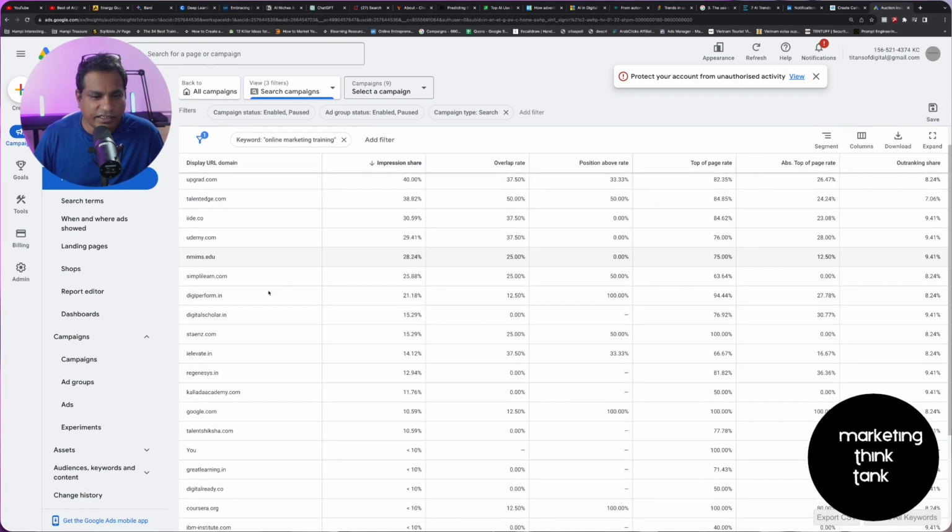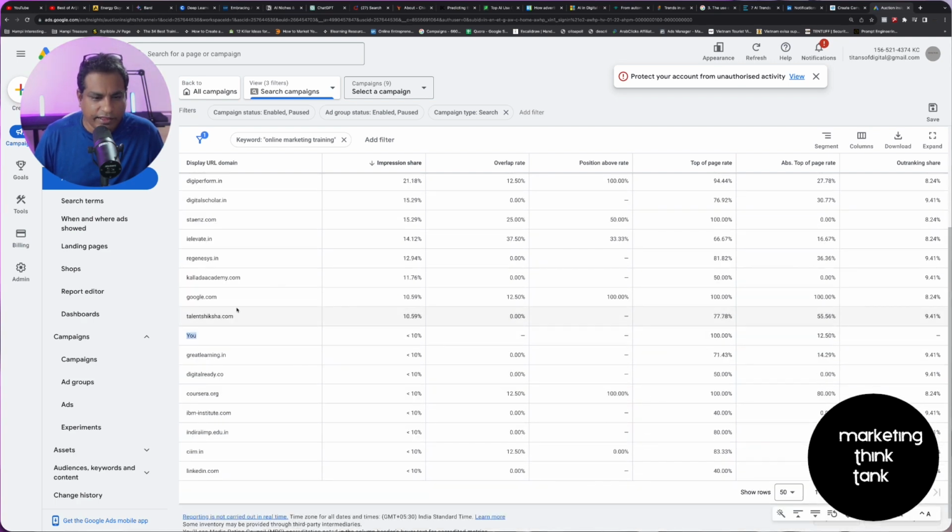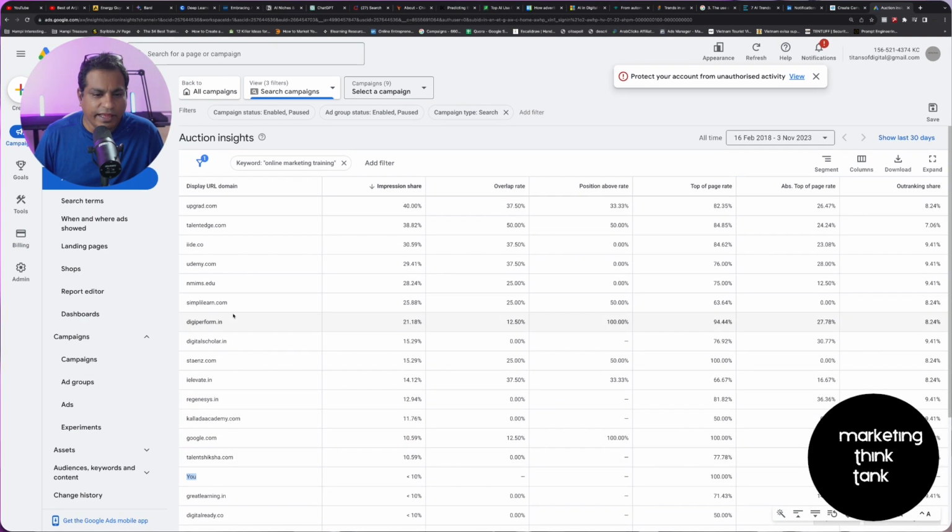But before that, let's try and understand what this sheet all talks about. Now this is me. And these are all the other websites who are running ads on selected keywords or in the same space that I'm operating in. And we're all a part of an auction, right?